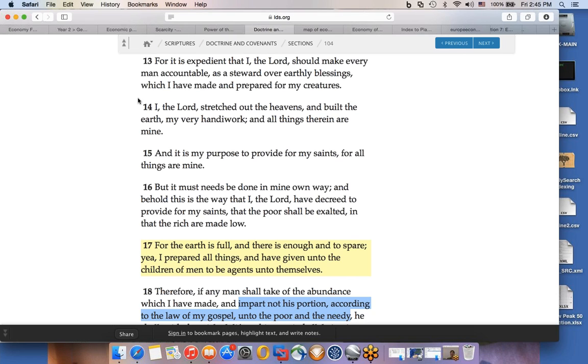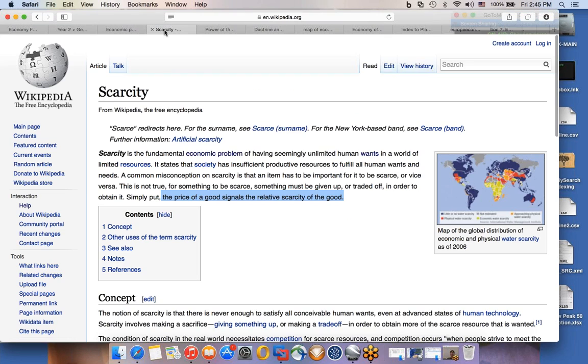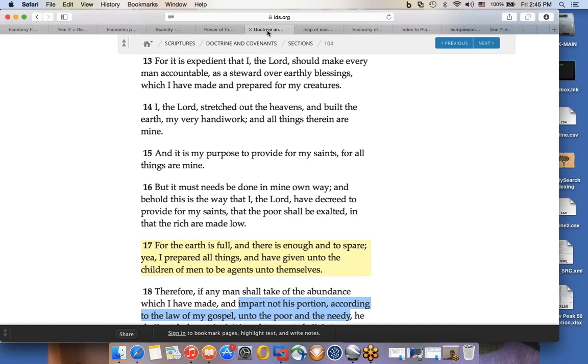In the economies of the world, it is interesting to see that in the worldview of the economy, things are scarce, and so we have to decide what to produce, what to buy, and this and that. We have to accumulate things because there's not enough. In the gospel, the Lord is telling us the earth is full and there's enough and to spare for everyone.